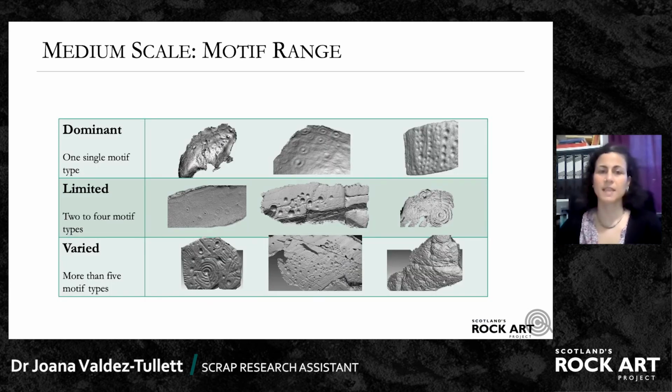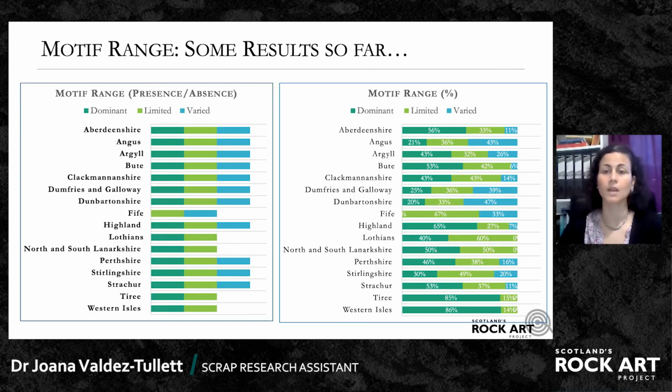So at a medium scale, we are now looking at the motif range. And the motif range tells us about the frequency of different motifs depicted in each panel. So we have a dominant frequency, where one rock can be carved with one single type of motif. We have limited, where we have 2 to 4 motif types, and varied, where we have more than 5 types of motifs being carved on the same rock.